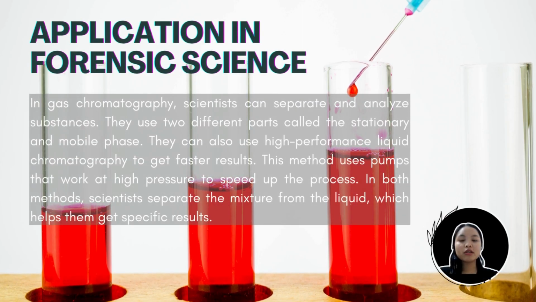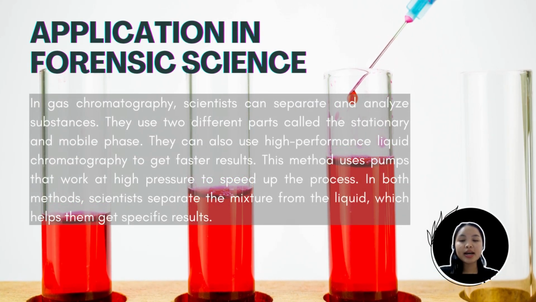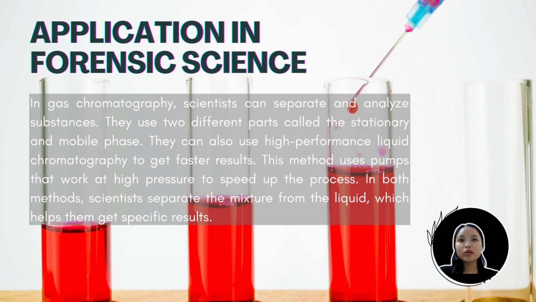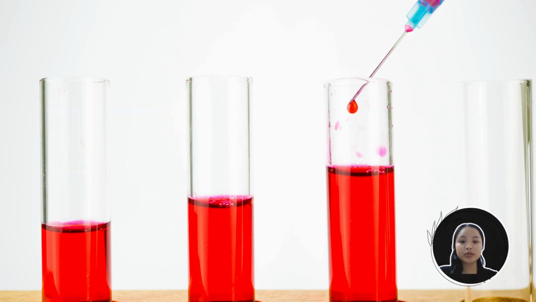Another application of chromatography in industries is in forensic science. In gas chromatography, scientists can separate and analyze substances. They use two different parts called the stationary and mobile phase. They can also use high-performance liquid chromatography to get faster results. This method uses pumps that work at high pressure to speed up the process. In both methods, scientists separate the mixture from the liquid, which helps them to get specific results.